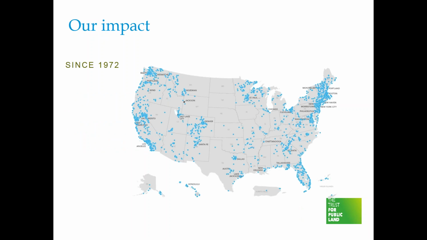Sure. So the map you're seeing is all of our completed projects across the country, and also the locations of our various offices across the country. We've been in existence since 1972 and have protected over 3 million acres. You probably have been on a Trust for Public Land protected property, whether you know it or not.